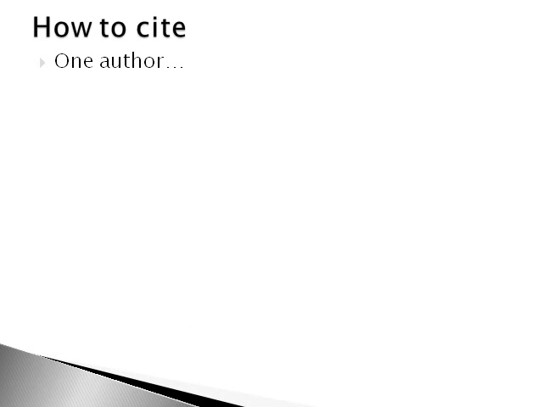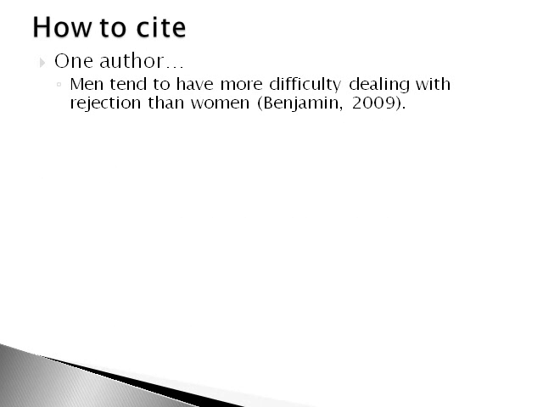Okay, still looking at single author, but now looking at what happens when we provide the citation material at the end of the sentence. So again, we have a paraphrase starting off. Men tend to have more difficulty dealing with rejection than women. Parentheses, author name, comma, space, year of publication, in parentheses, and then your end punctuation again, always after the last parentheses with cited material. Pretty straightforward there.